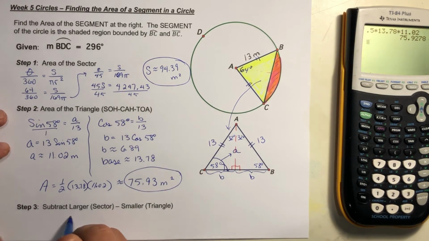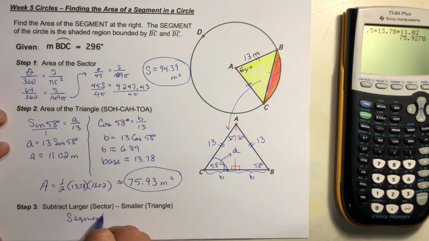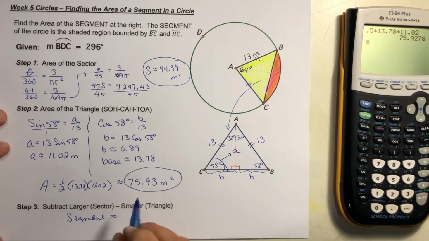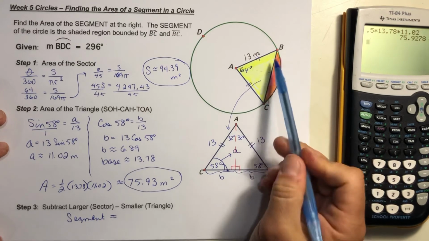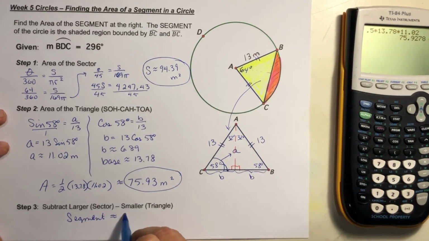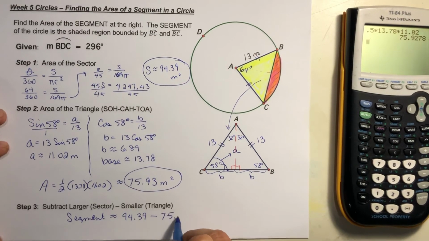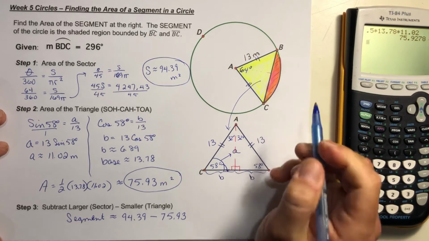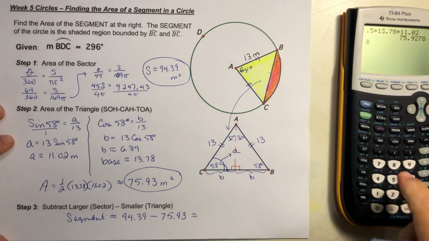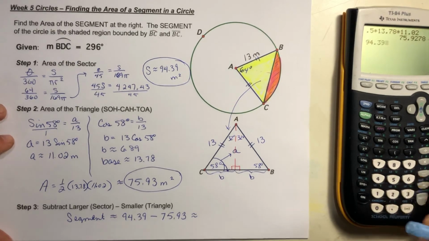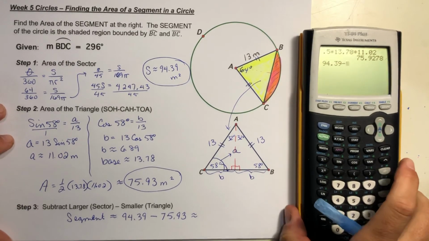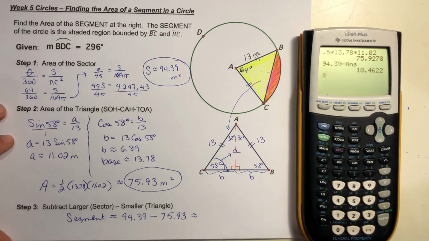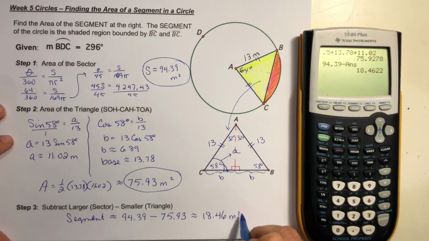So the area of my segment is going to be found by taking the total area, the whole area of the sector, which was 94.39, and then I'm going to subtract the triangle. I'm going to remove the triangle away, which will leave only this segment area. Okay, so now I'm going to take 94.39 and subtract my previous answer. All right, so I'm getting approximately 18.46 meters squared.